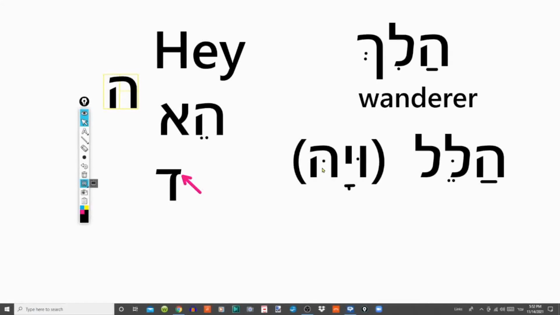Hey is a guttural letter. It's a letter that's spoken from the back of the throat, like resh, and like ayin, and like Alef, and like chet. Well, this means, in this case, it's a mapik, and we'll be talking more about those later. But this is a mapik, and by this mapik, this is telling us that something is special here.